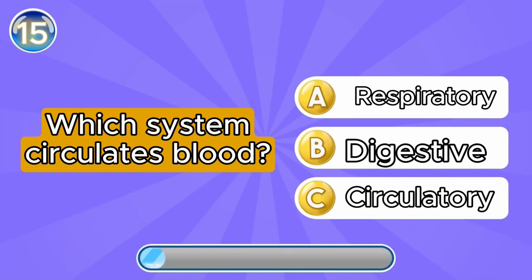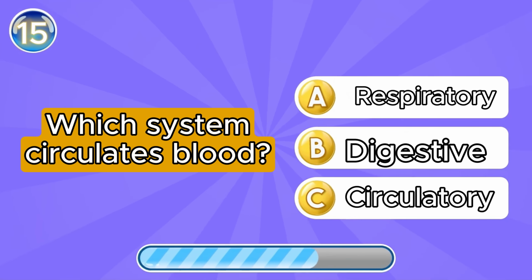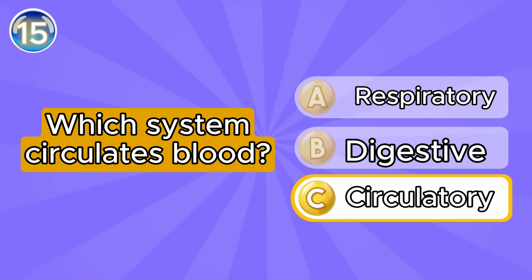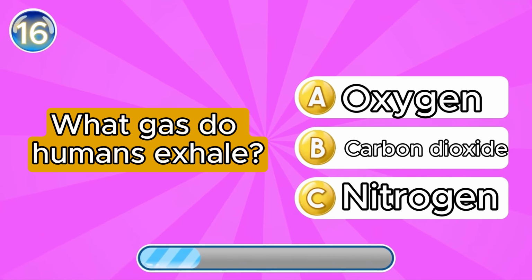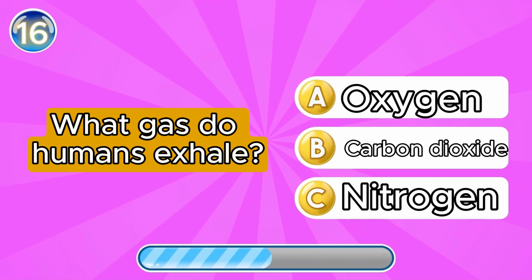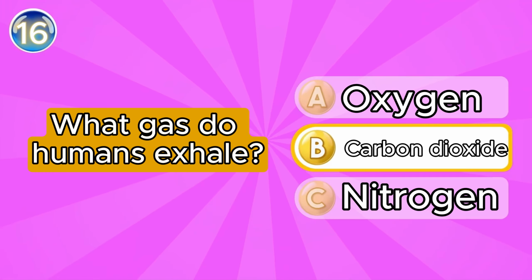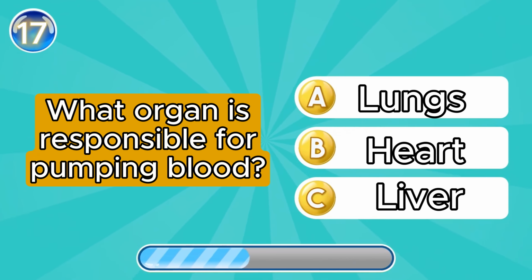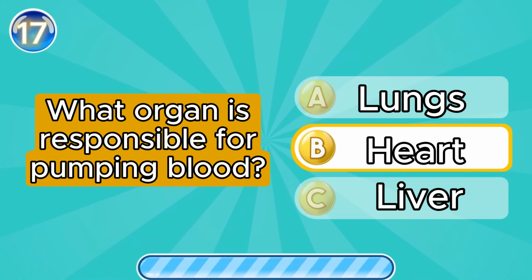Which system circulates blood? Circulatory. What gas do humans exhale? Carbon dioxide. What organ is responsible for pumping blood? Heart.